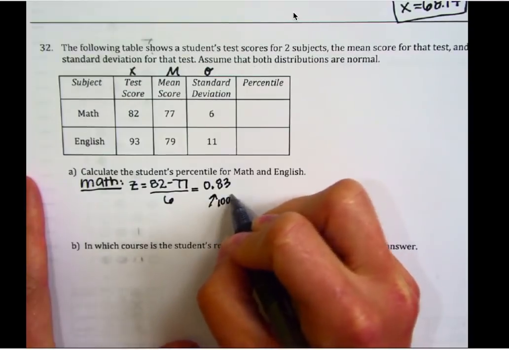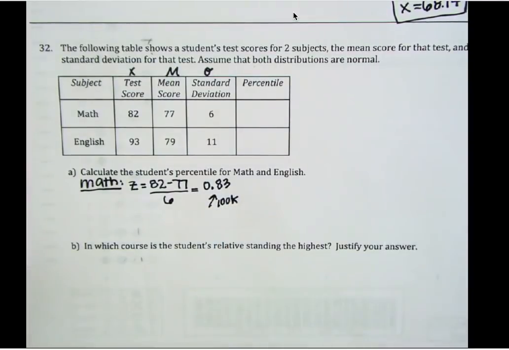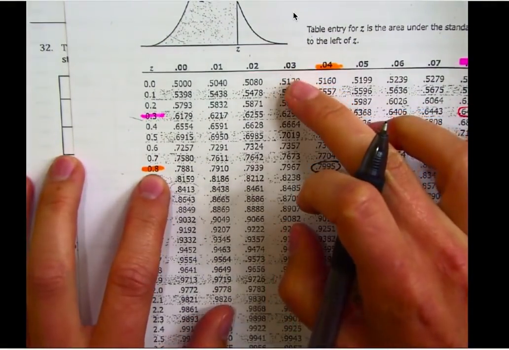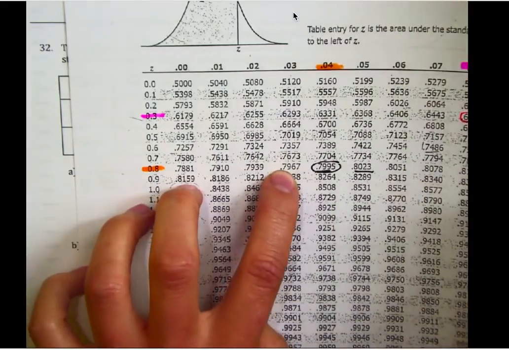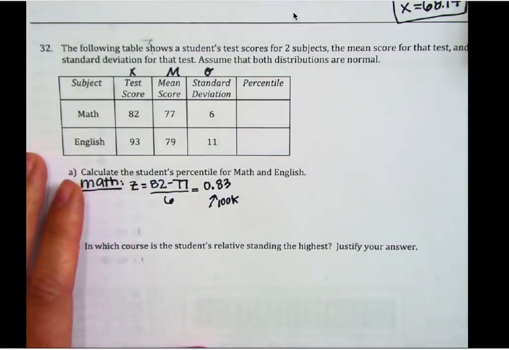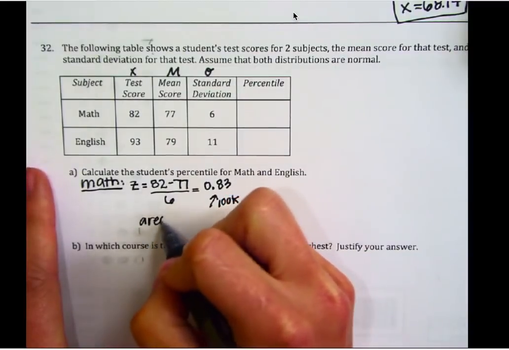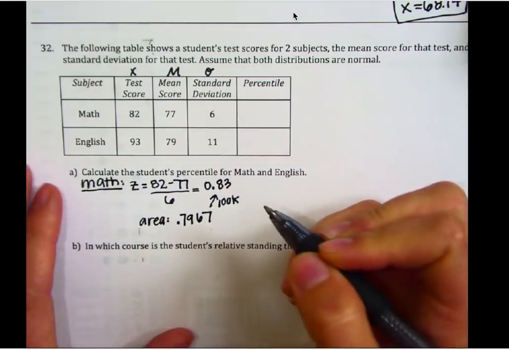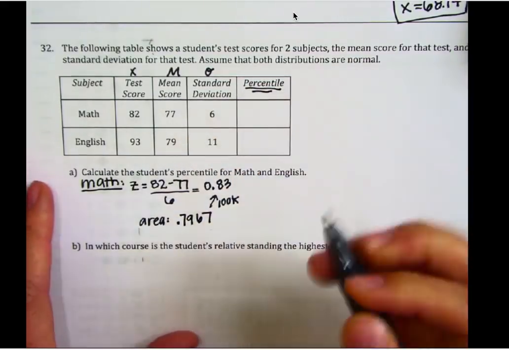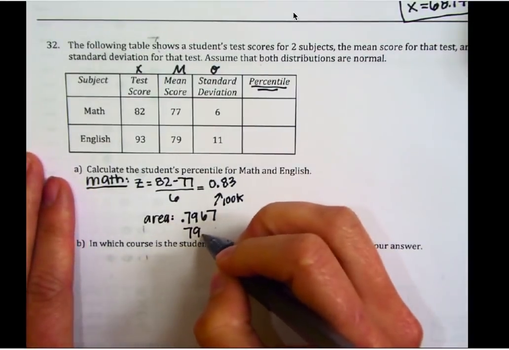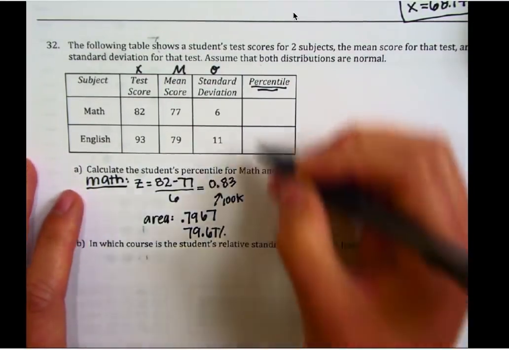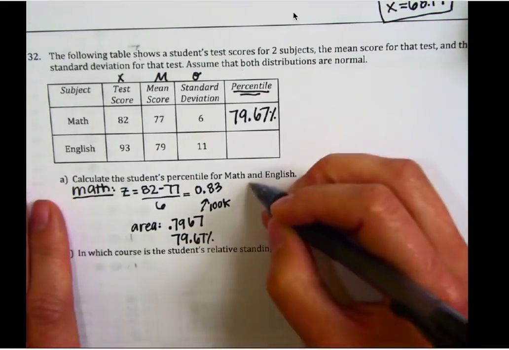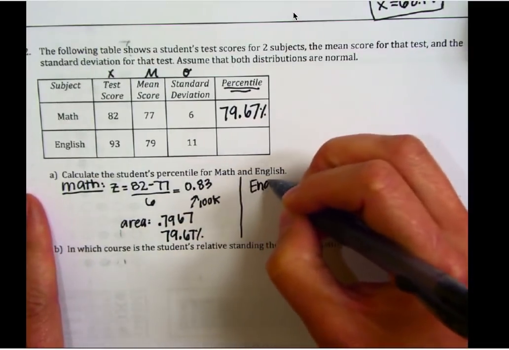So I'm going to look up 0.83 in my table. So my z-score of 0.83 gives me 0.7967. So my area from my table is 0.7967. But they do want percentage, so this person has that percentage of 79.67 for that score. Okay, now we're going to move on to English.